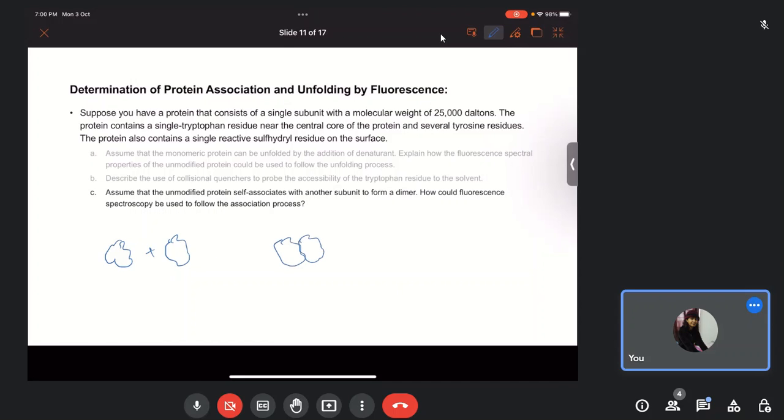Sort of like this. So in this particular case, you just have one molecule, right? And here it is a single one. So this is a 25 kilodalton protein. This is a 50 kilodalton protein. You can use fluorescence lifetime to follow this particular association process. This is one reason why we can't use FRET or any other processes. You have to use an unmodified protein.